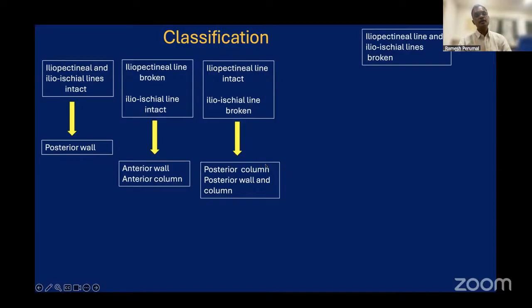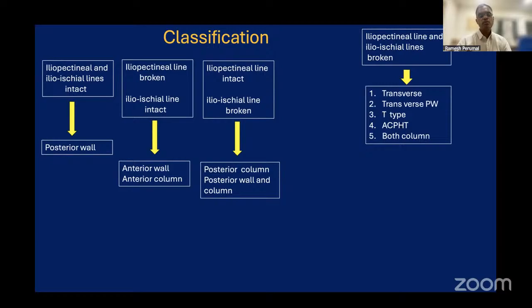Now the other thing comes when both the lines, the iliopectineal line and the ilioischial line, are broken. Now we have five possibilities. One is a transverse fracture; others are a transverse with posterior wall, a T-type fracture, an anterior column with posterior hemitransverse, and a both column fracture. So we have five options. To differentiate between those, we have to look at the other findings also.